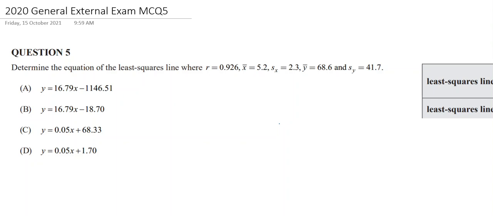So this is multiple choice question 5 from the 2020 General Exam paper. And we've got: determine the equation of the least squares line where r is equal to 0.926. We've got x bar, that's the mean or the average of the x's. Then the standard deviation of the x values. This is obviously the mean of the y values. And this is the standard deviation of our y values.